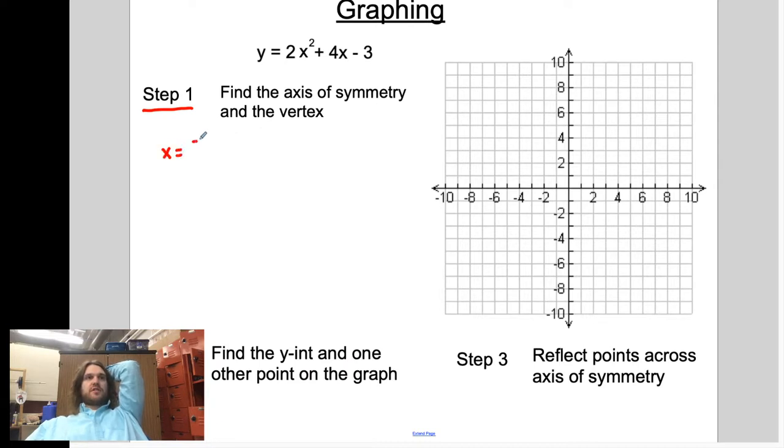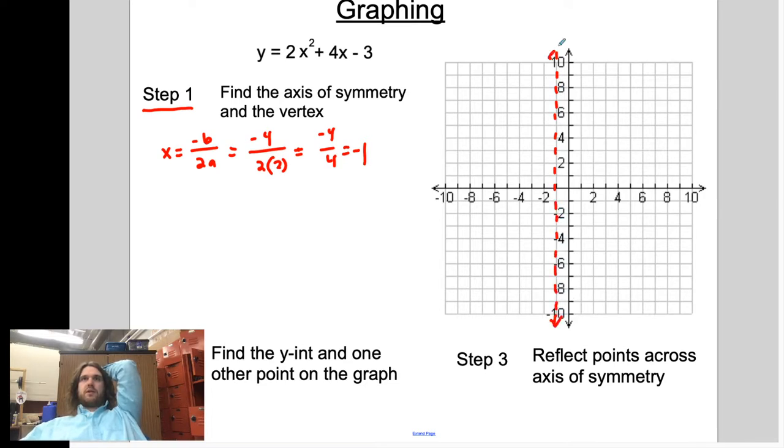Okay, our axis of symmetry is negative b over 2a. So let's go ahead and plug those values in, very similar to what I've been doing. That's going to be negative 4 divided by 2 times 2, which is negative 4 divided by 4, which is negative 1. So my axis of symmetry is here. My parabola is symmetric about this line. Exciting. I can hardly contain myself.